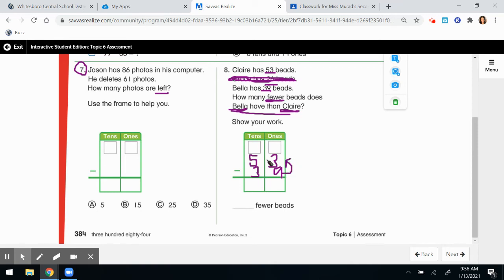9 is greater than 3, so we have to regroup. 5 gets regrouped to a 4. 3 gets regrouped into 13. Now I can do my regular old subtraction. I can subtract because I have enough ones. 13 minus 9 equals 4. And 4 minus 3 is 1. So Bella has 14 fewer beads than Claire. Feel free to pause here if you need to.